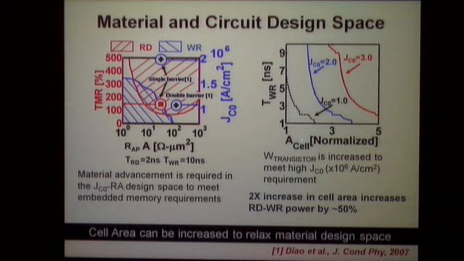And just as a side note, we can relax a little bit of this material design space if we have a larger cell. So there are circuit assist techniques like word line boosting or having a larger cell, which can potentially give us some benefits and expand the material design space a little bit further and give us more flexibility. So I don't want to go into the details of it, but again, there's a vast amount of literature on this subject as well.